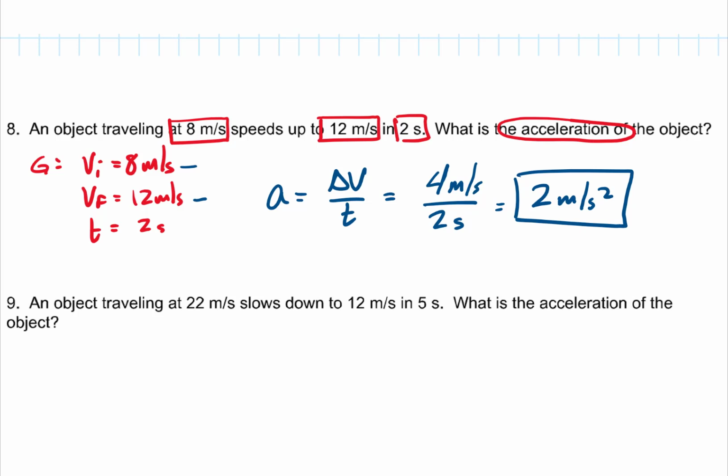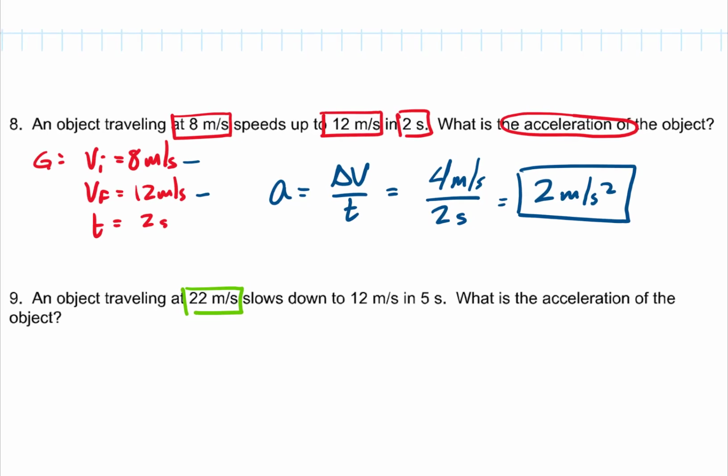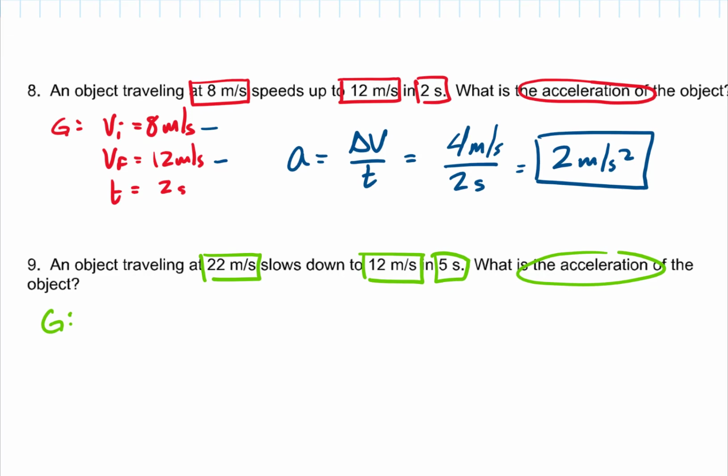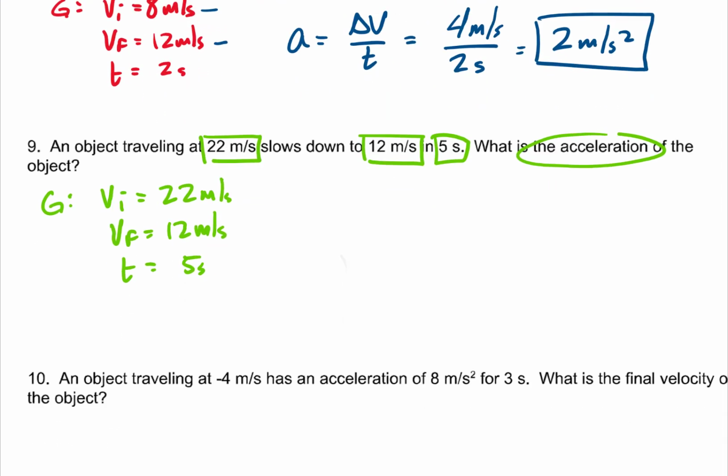All right, next one. An object traveling at 22 meters per second slows down to 12 meters per second in 5 seconds. What's the acceleration of the object? Okay, so my givens are that we are traveling at 22 meters per second. So if we're starting off that way, that's our initial velocity, moving at 22 meters per second to a final velocity of 12 meters per second. And it's doing all of this in a time of 5 seconds.